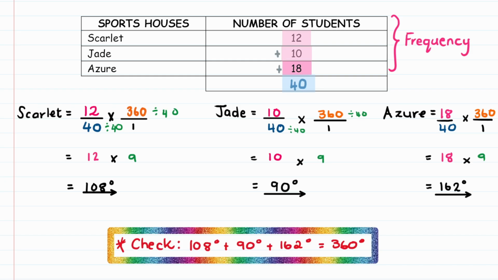We always check our answers by adding them together. Our answer should be 360, since that's the number of degrees in a circle. So 108 plus 90 plus 162 does work out to be 360, so I know my answers are correct.